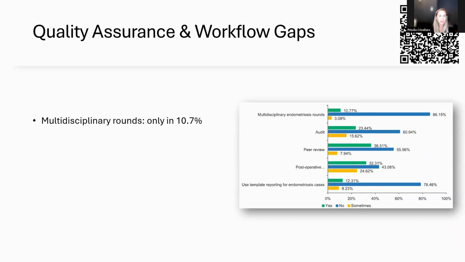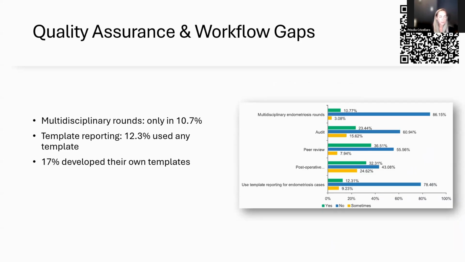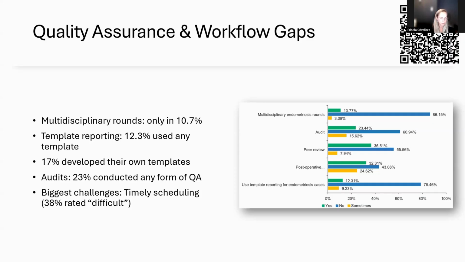When we are in an academic center, it's a little bit easier to have this, but multidisciplinary rounds were available in only 10% of those that performed those studies. Use of template reporting was in approximately 12%. 17% developed their own templates, and audits or any form of QA were present in only 23% of those who had those studies at their institution. And the biggest challenge was timely scheduling.